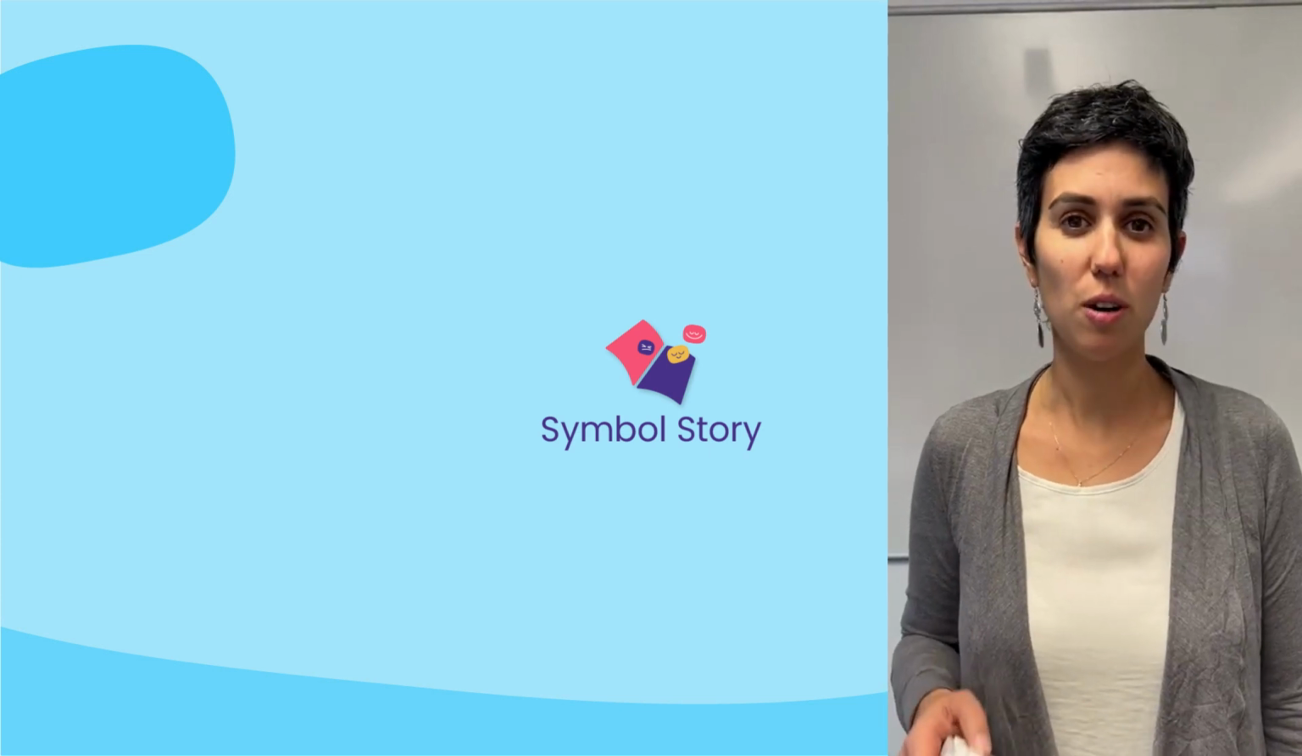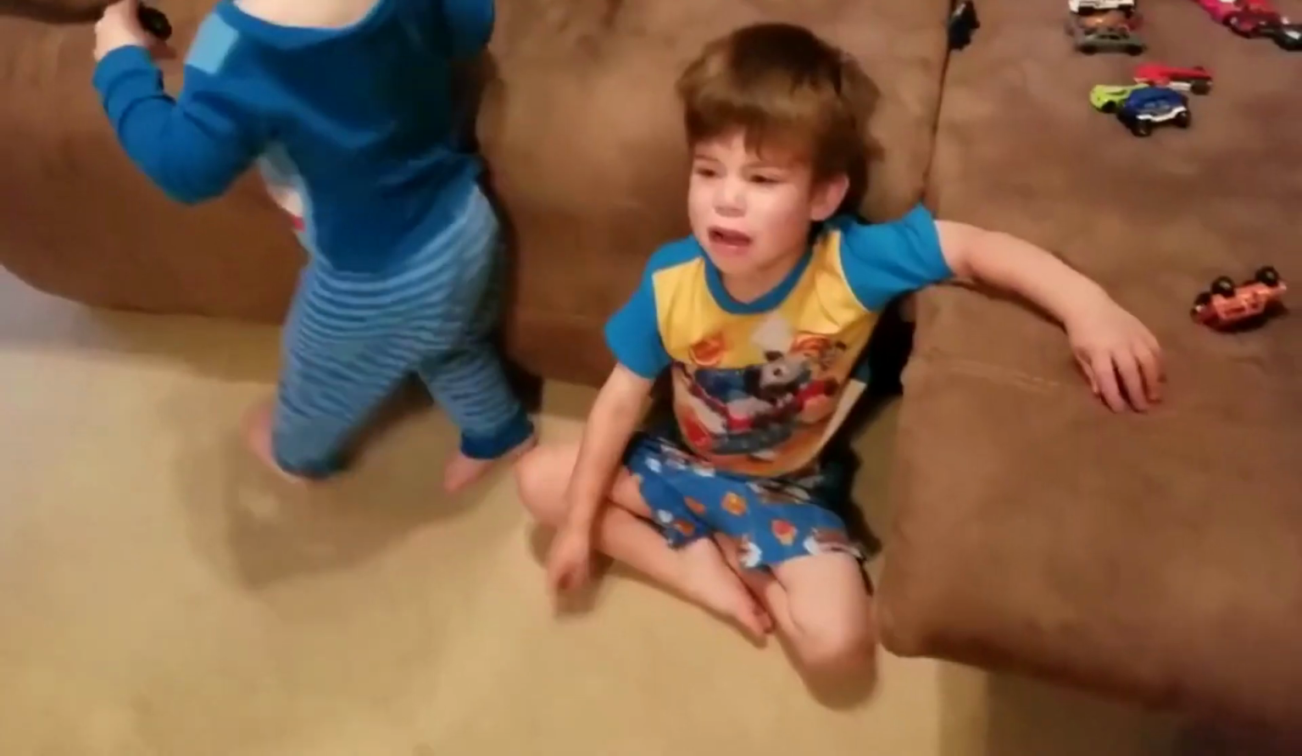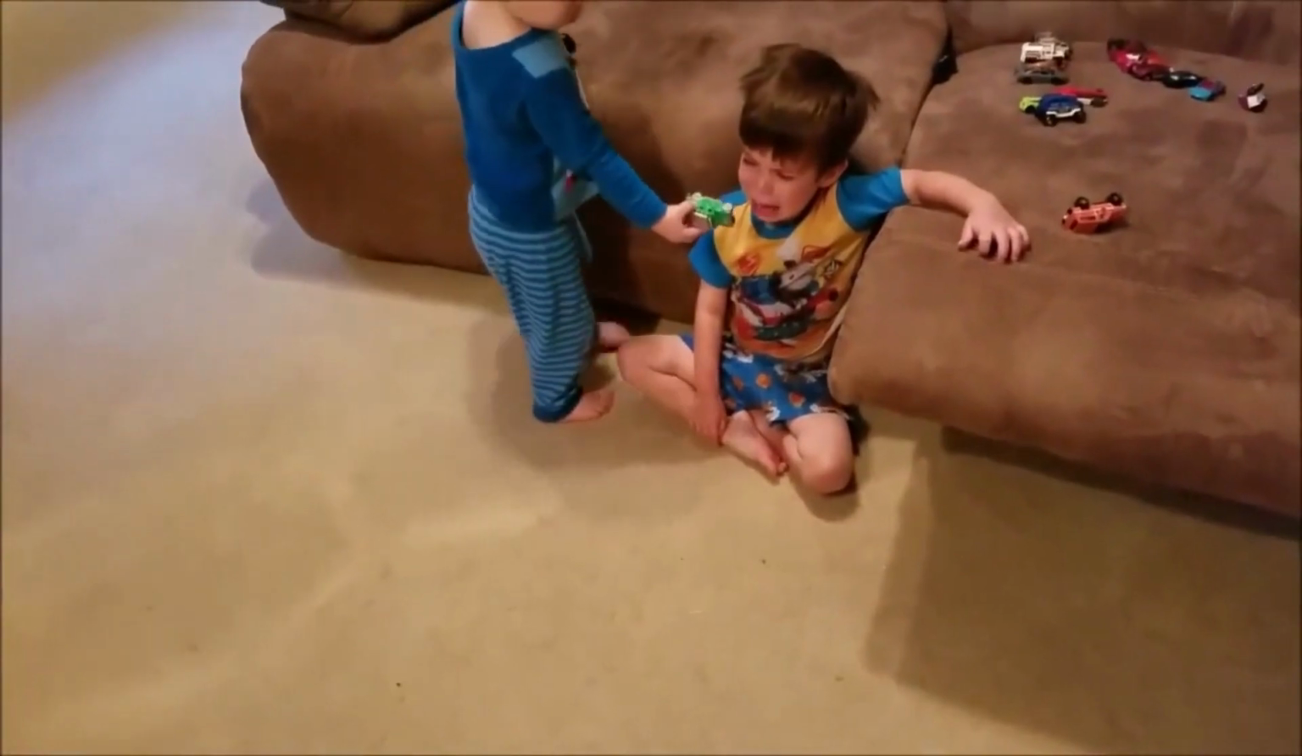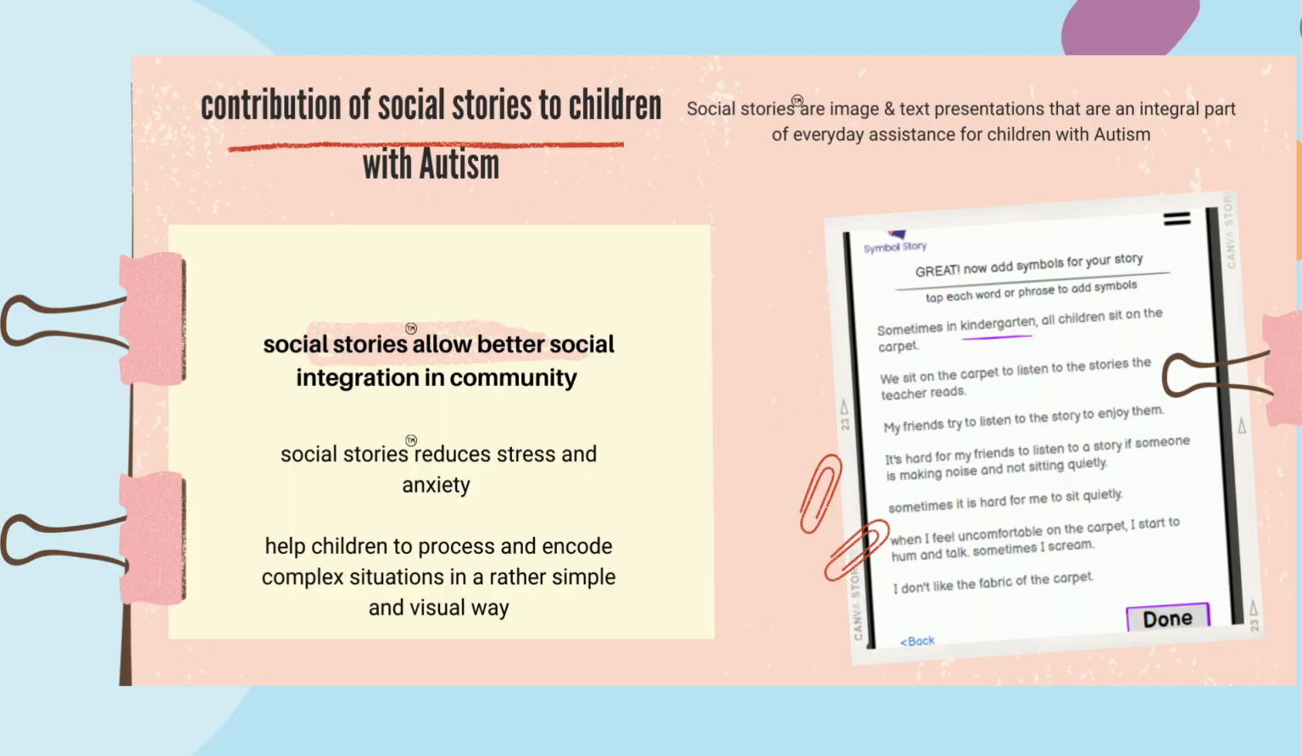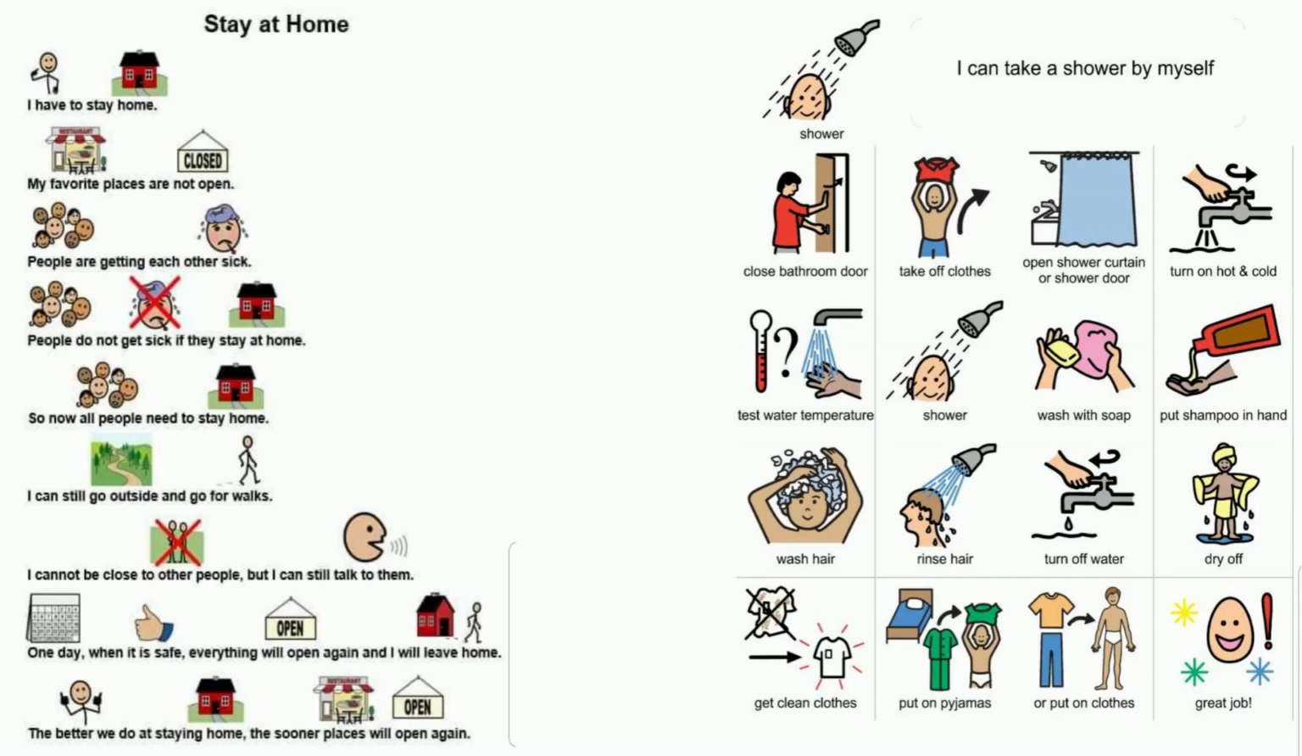I'm sure you're all familiar with the following situation. Social Stories is a cognitive tool being used with children with autism all around the world. These stories allow better social integration of the child with autism in his community, as they reduce stress and anxiety and help the child to process and encode complex situations in a rather simple and visual way. Here is an example of how social stories look when they are presented to the child.